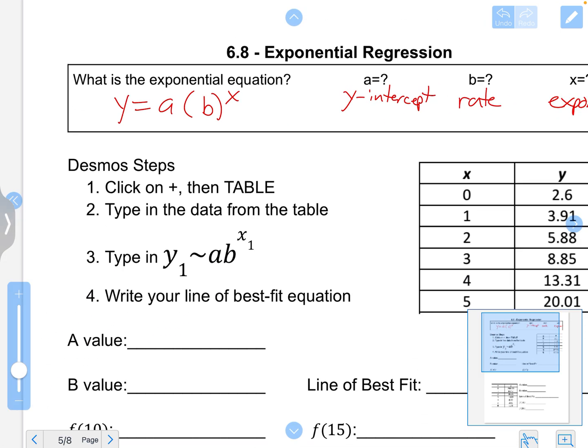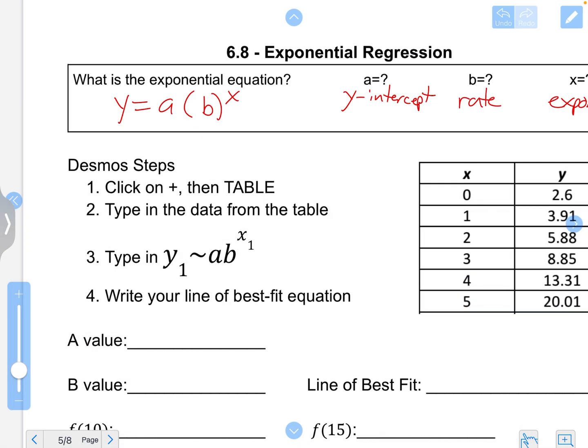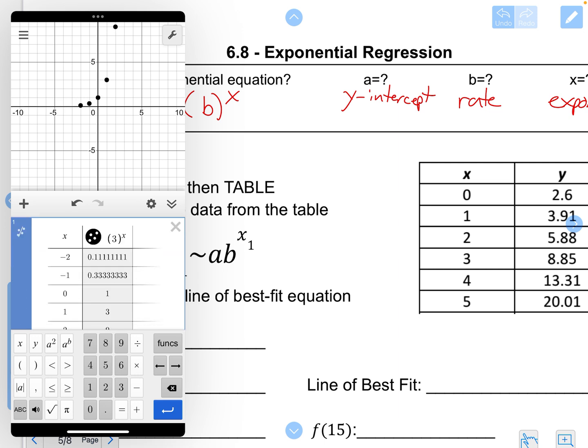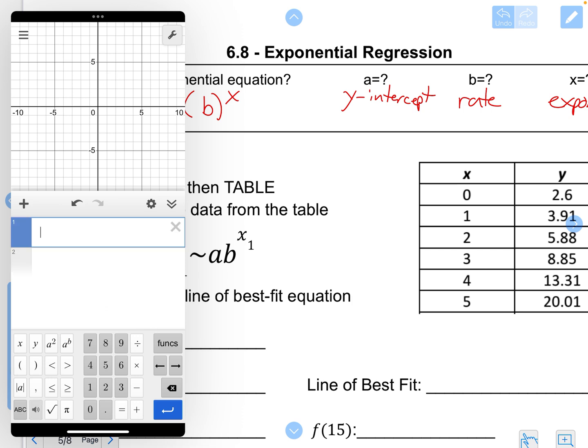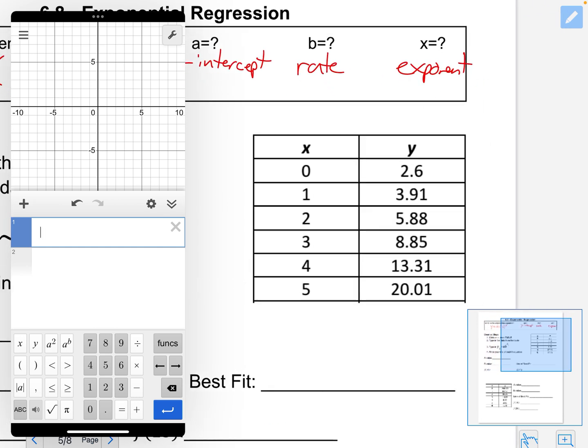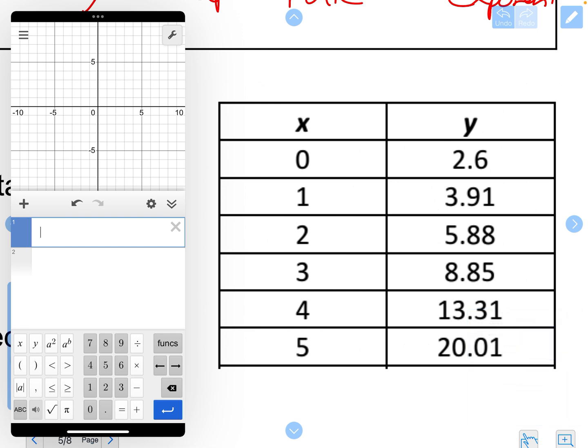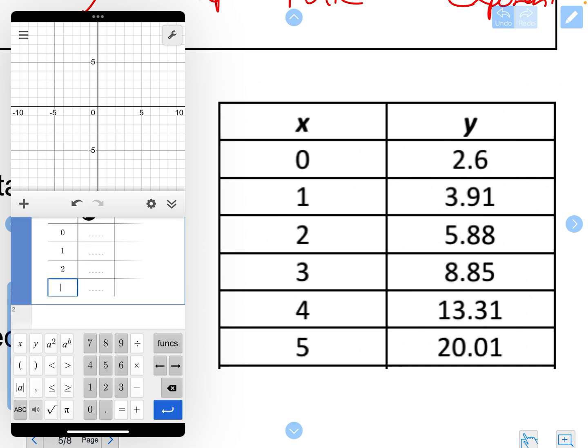So today we're going to do what we call exponential regression, which means they're going to give us a table and we're going to have to predict information based on the table. We're going to turn the table into an equation and use that equation to predict data in the future. So anytime I see a table like this, I'm going to hit the plus sign in the top left-hand corner of Desmos, and I'm going to click table. Once I click table, we're just going to type in the numbers in our table.